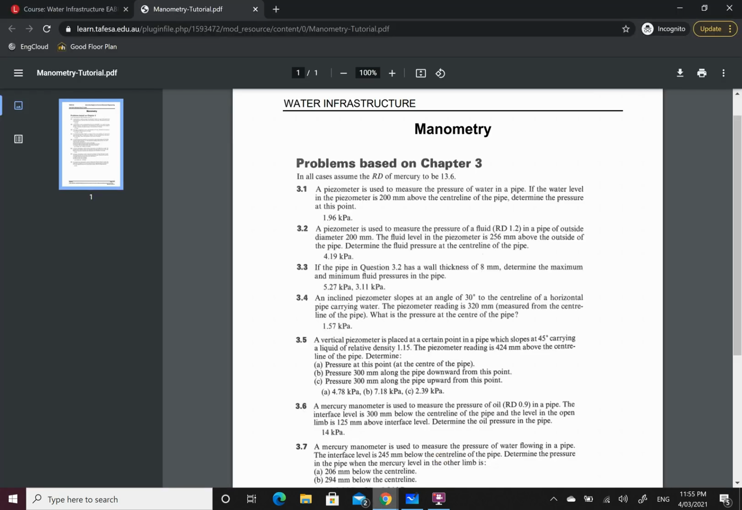A vertical piezometer is placed at a certain point in a pipe sloping at 45 degrees. It's carrying a liquid of relative density 1.15. We've got a reading in there of 424 mil above the center line. Determine the pressure at this point, where it's sitting, the pressure 300 mil down the line and 300 mil up.